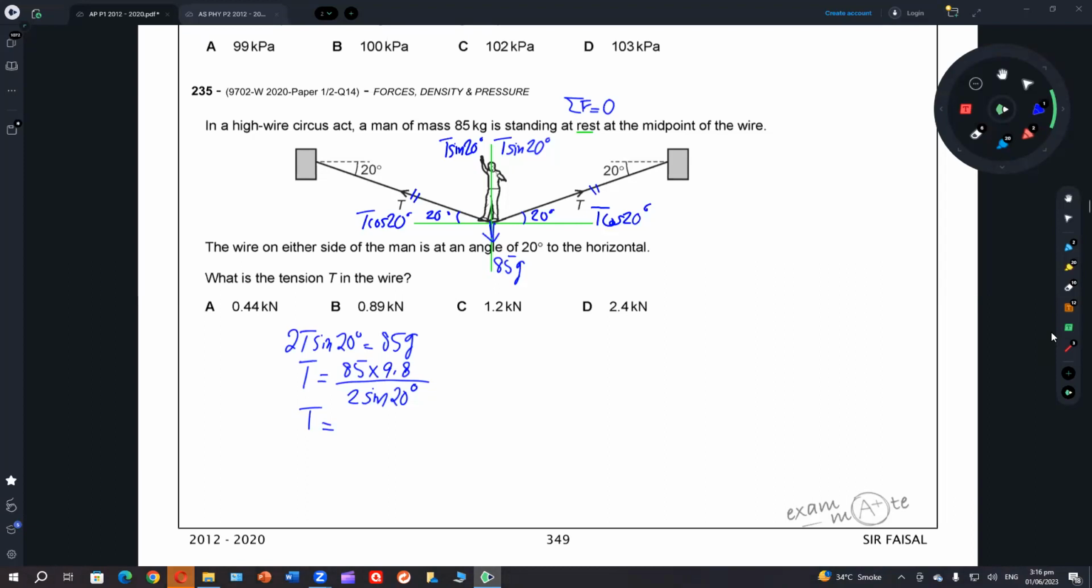It is coming as 1.2 times 10 to the power 3 newtons. So it means 1.2 kilonewtons. Yes. So that's good working.